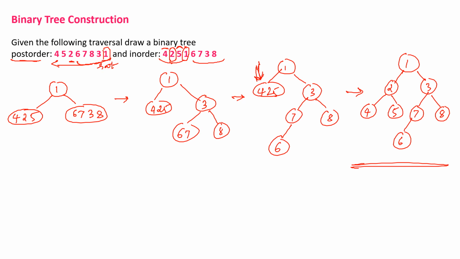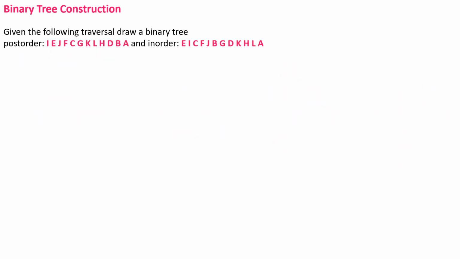So if post order and in order are given, the post order helps us to identify the root node of the tree as well as parents, whereas in order helps us to identify the left subtree and the right subtree nodes. Let's consider another example to see how to construct the binary tree if post order and in order traversal of a binary tree is given.